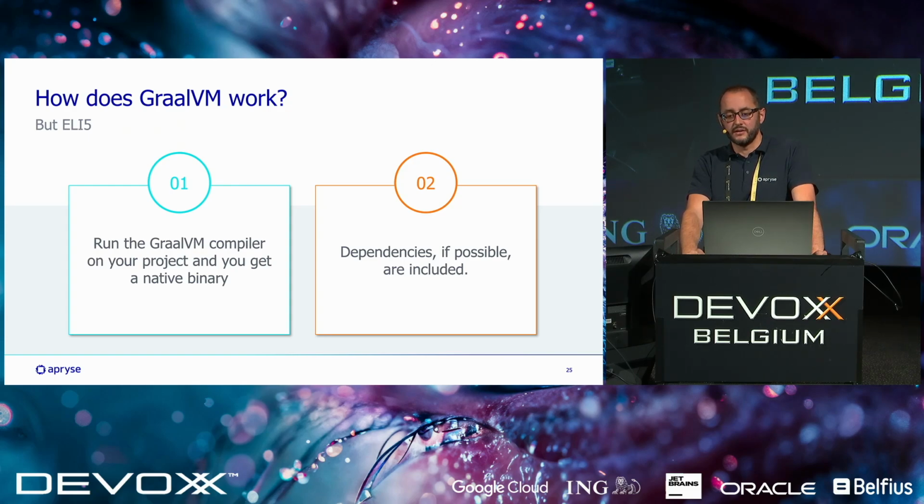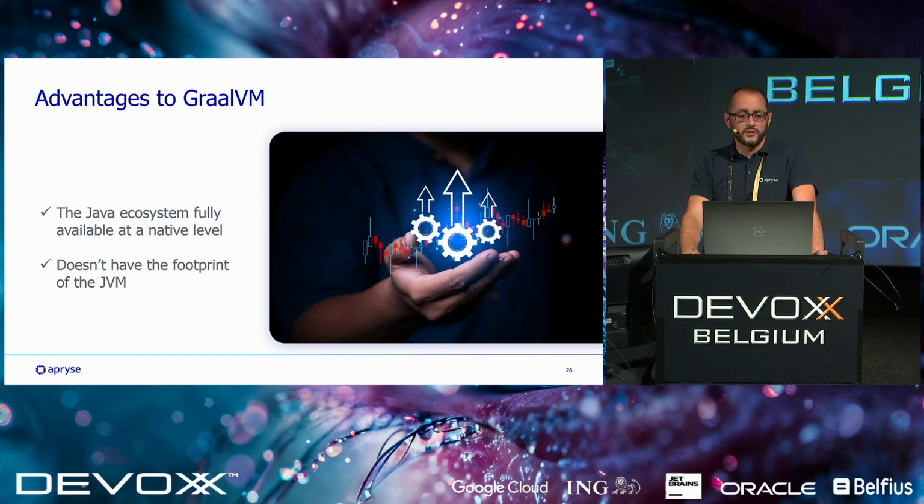Dependencies, if possible, are included. So the Graal compiler will go into your dependencies and try to compile them, or try to find them somewhere else on the central server, which we'll touch on later. The advantage to using Graal is that you have the ecosystem available at the native level. It doesn't have the footprint of the JVM. There's no startup time, etc. There are also some downsides, because it does have to include your dependencies into the executable. It does have to include the paths of the standard library that it uses. But it's faster. It's an impressive piece of technology. Please check it out if you would like.